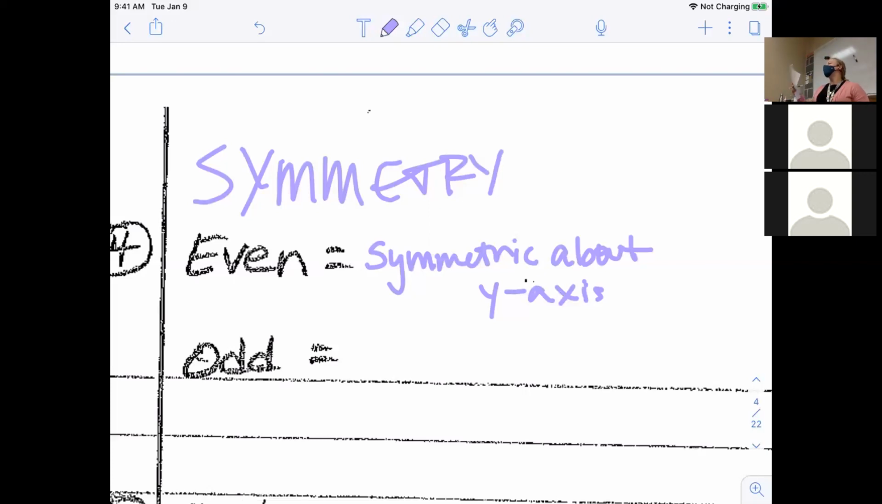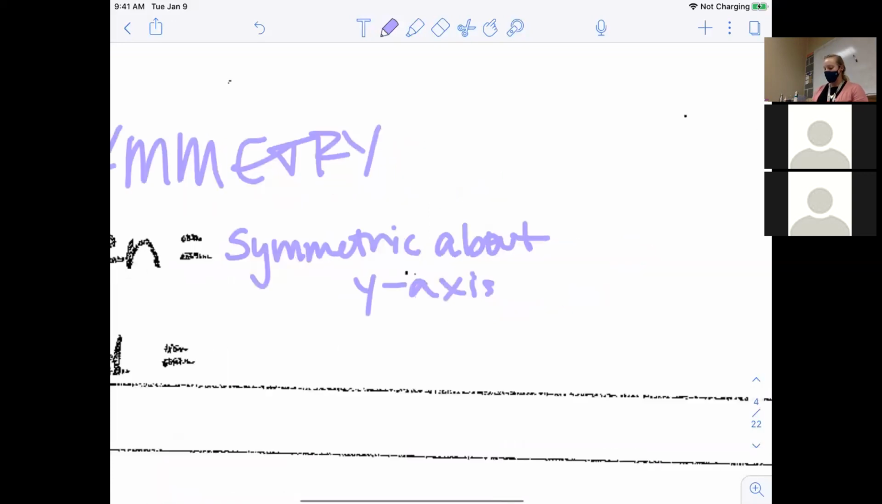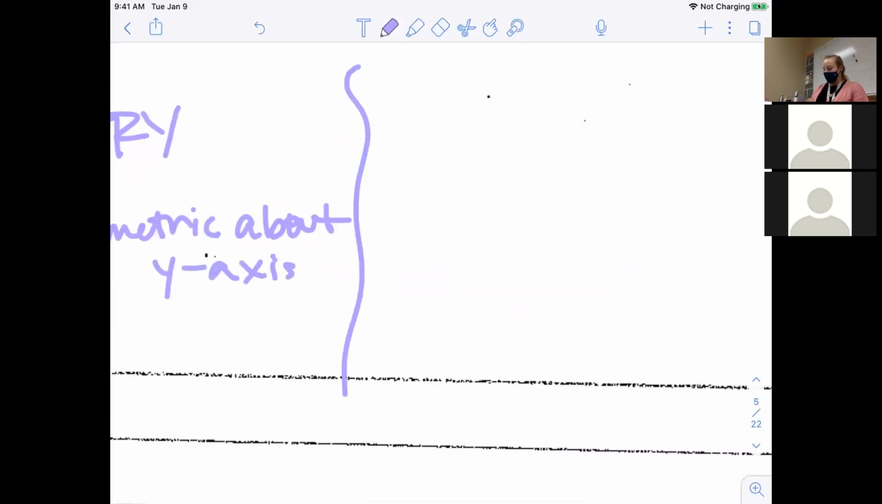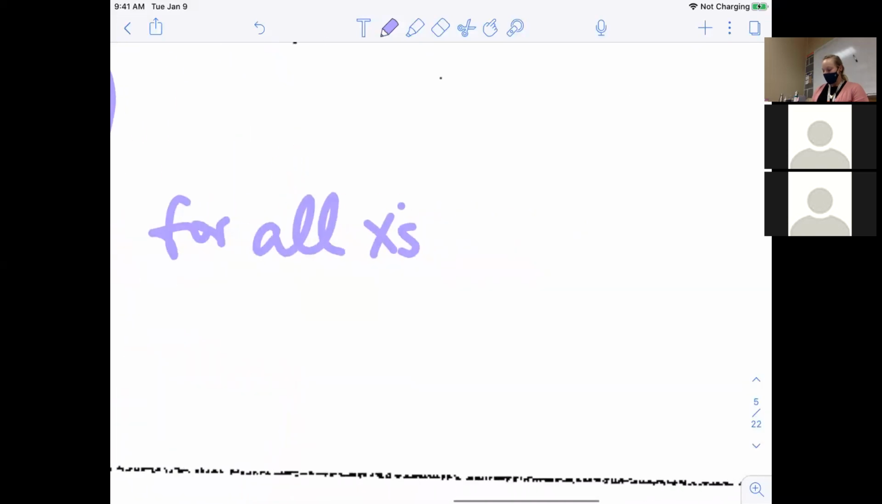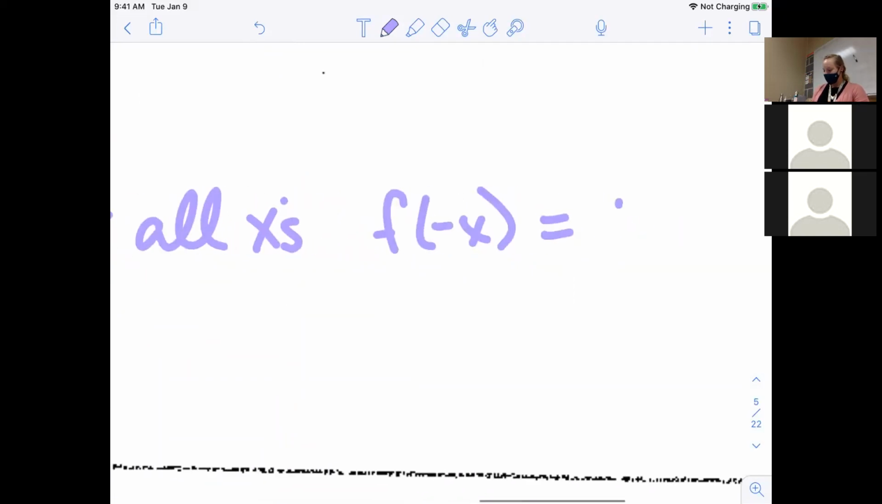Now that's by looking at a graph. Let's talk about if we were solving it algebraically. If I was doing it algebraically, we would say that for all x's, for any number you could plug in, f of negative x would equal f of x. So if a function is even, you could plug in negative x and it should give you the same answer as if we plugged in x.